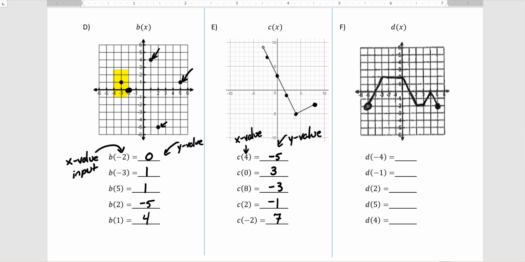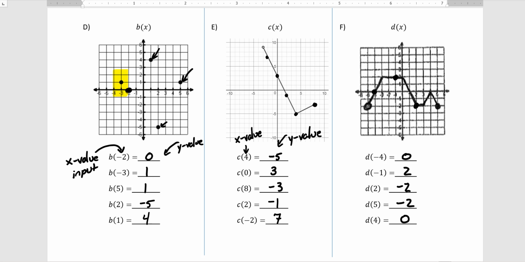Alright, let's check how we did here for letter F. So D of negative 4. When x is negative 4, and I realize this is hard to read, it looks like right here y is 0. D of negative 1, which would be right there, looks to be 2. D of 2, when I go down here, would be negative 2. D of 5 also looks to be negative 2, and D of 4 looks to be 0.